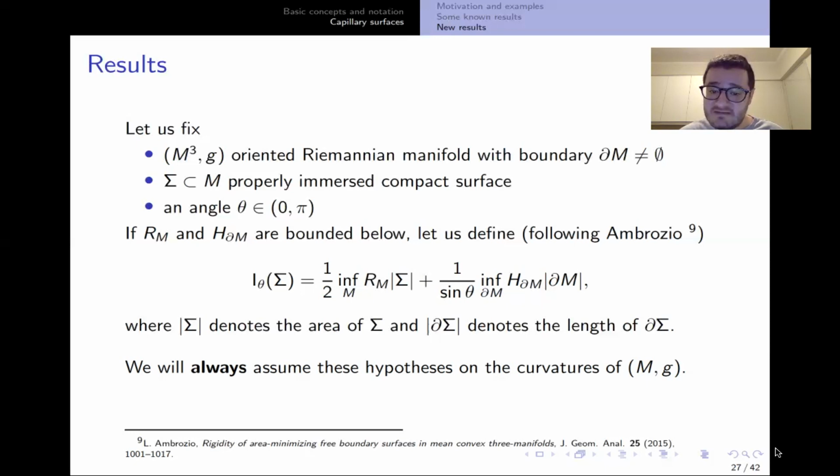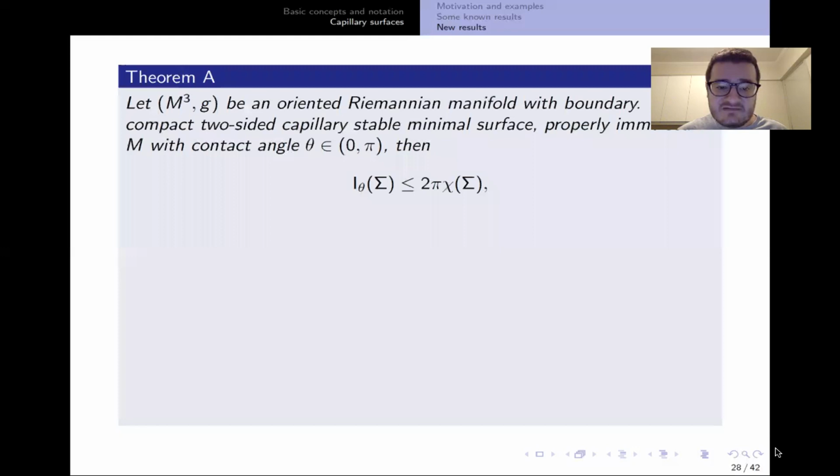of your surface sigma. And in fact, we showed a very similar theorem. I call it theorem A, that if you have a compact two-sided capillary stable minimal surface with a contact angle equal to theta, then this functional is bounded by the topology of the surface. And so in the left-hand side, very interesting theorems in geometry occur. In the left-hand side, we have a purely geometrical quantity, whereas in the right-hand side of this inequality, we have something completely topological that doesn't require any metric. So from this point of view, this is an interesting inequality.